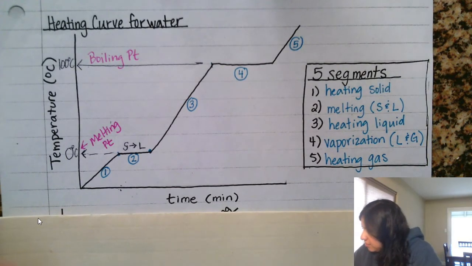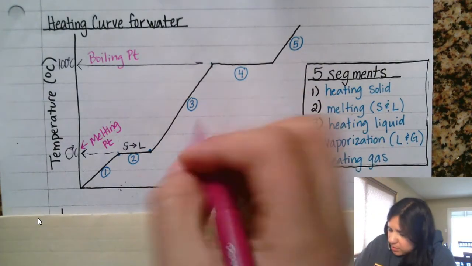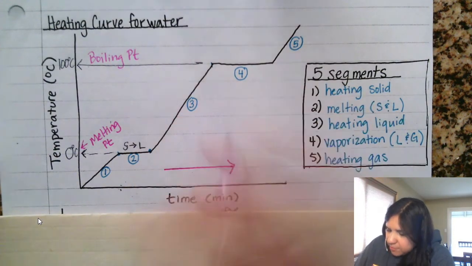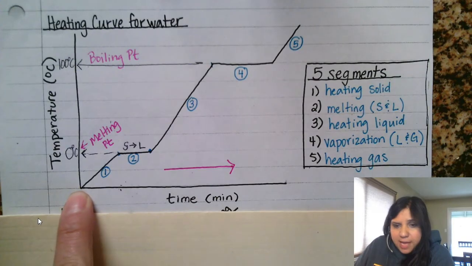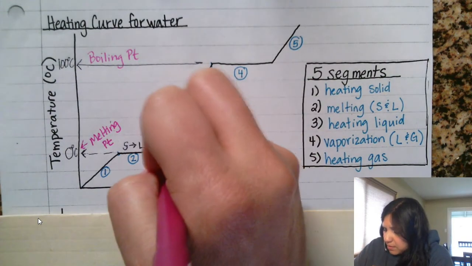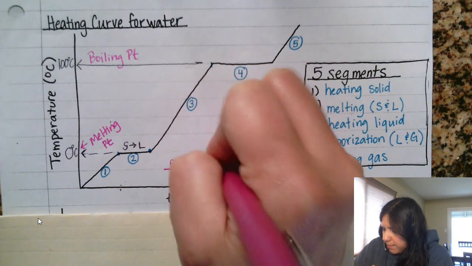All right. Next, we're going to make a note about what's going on in this direction. Going from left to right over time, we are adding heat, and adding heat is endothermic. So let's go ahead and write that. Endothermic.